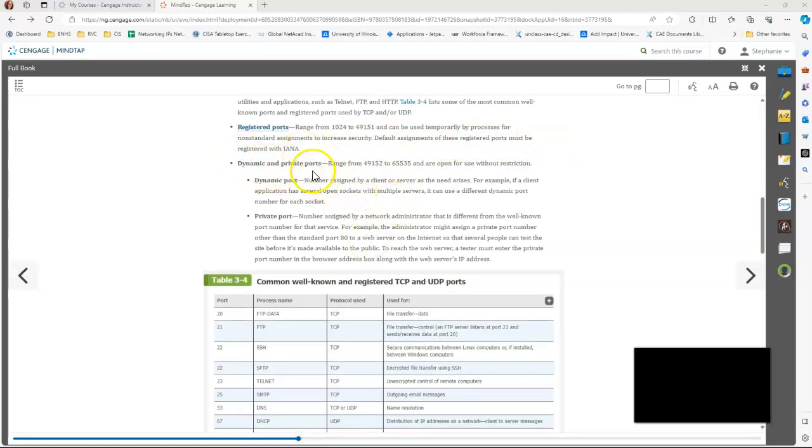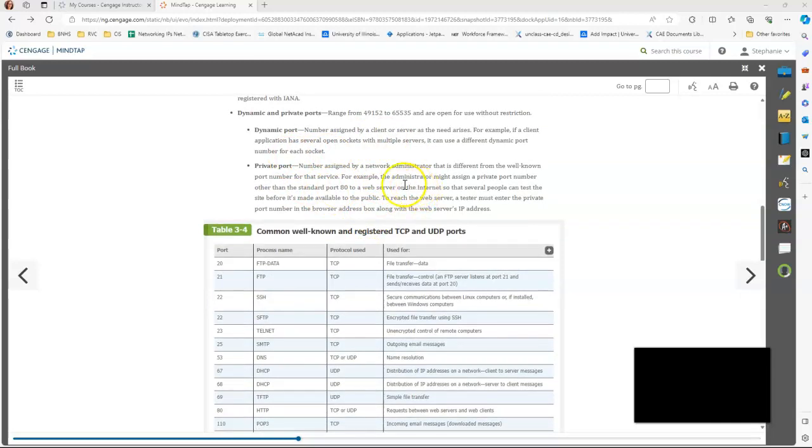And then we have dynamic and private ports. These are above 49152, and they're open, with unrestricted use, so they're open for use without any restrictions. You can have a dynamic port number or a private port number. Dynamic is assigned by the client or server. Private is assigned by the network administrator. So these are different from well-known port numbers.